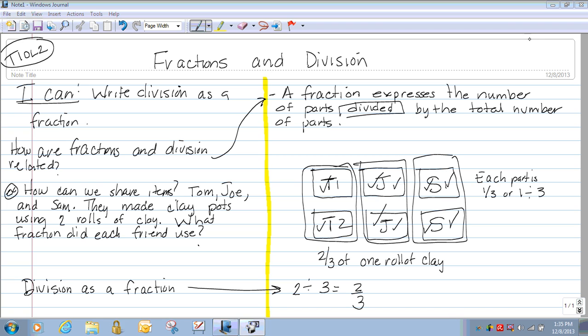Push pause. If each person gets 1/3 of a roll from both rolls of clay, how many thirds do they get in all? Again, they each get 2/3. Well, what do the 2 and the 3 represent in 2/3? The 3 represents the number of equal parts in one roll of clay, and the 2 is the number of parts each friend gets.